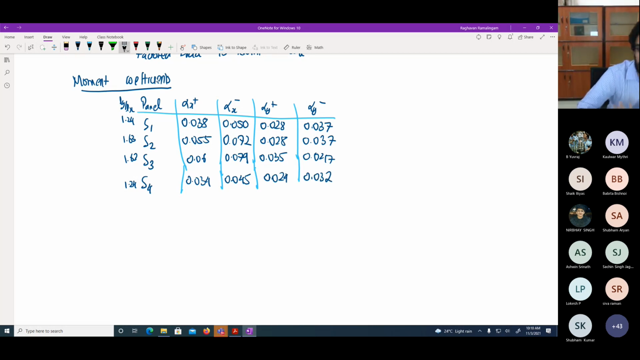Now, just as a side note, I want you to compare the ratio between negative to positive moments for any combination over here. For example, try to find the ratio between alpha x minus and alpha x plus here. Probably you can try similarly for this one, and for this one also. What ratio do you get? Negative to positive coefficients over here, approximately? 1.32. Okay. For all of them?